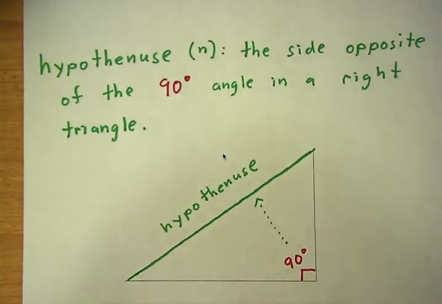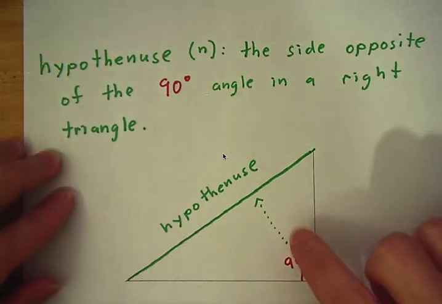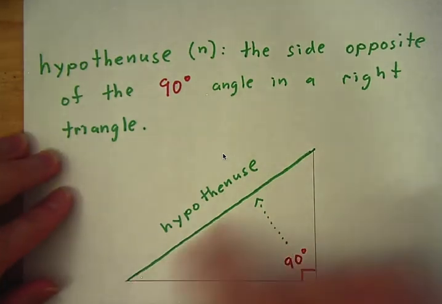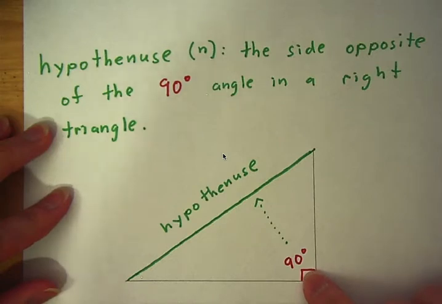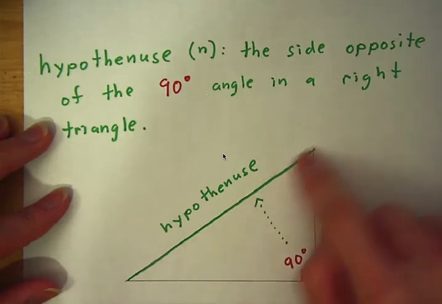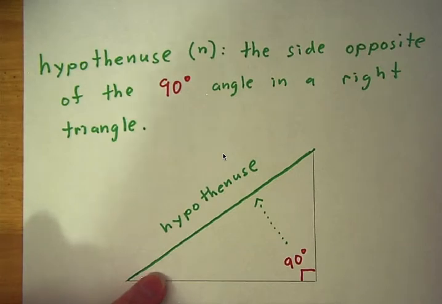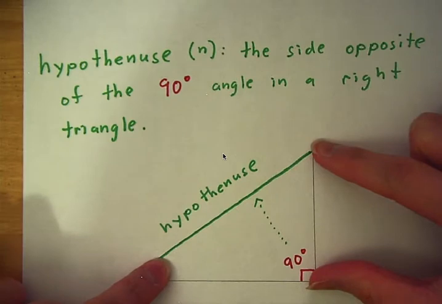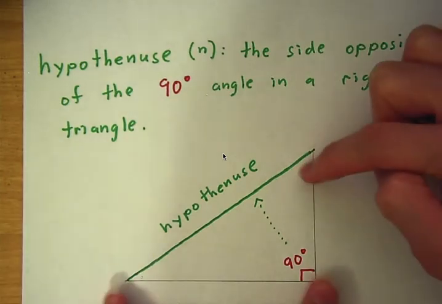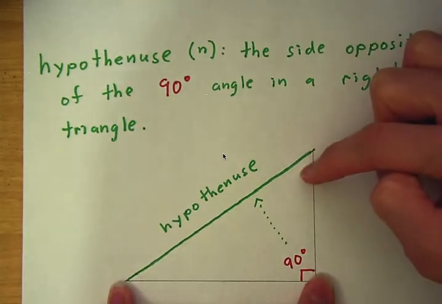Because in a triangle, the size of the side is related to the size of the angle opposite of it. And the 90-degree angle is always the largest angle in a right triangle. The hypotenuse will also be the longest side. If you notice, this angle is smaller than this angle, which is why this side opposite is smaller than this side that is opposite of this angle.